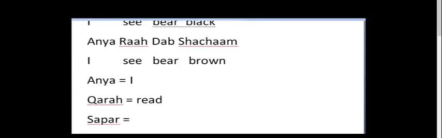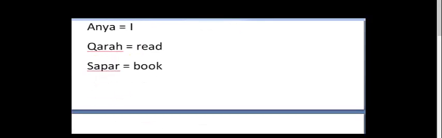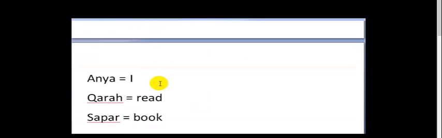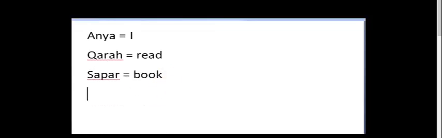All right? Now, the next group of words would be the same again, Anya, which is I, Qara, which is read, Sapar, which is book, and enter. Let me just bring it all down to the next page, so I could keep it all together. And the last word would be Qadash, which is holy.